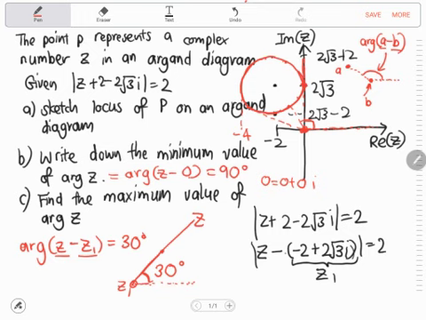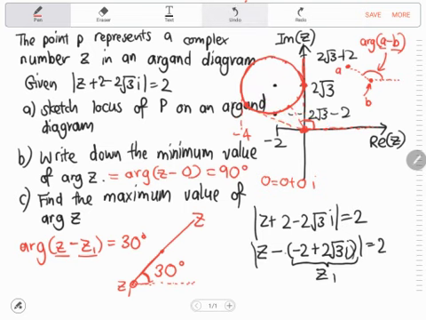So yeah, find the maximum. Next, find the maximum value of Arg z. If Arg z is here, on the tangent, and this line is a tangent to the circle, it will give us the maximum angle possible, because we don't have anywhere further than this point. If Z is anywhere else on the circle, it will only give a lesser angle. So how do we get this angle?